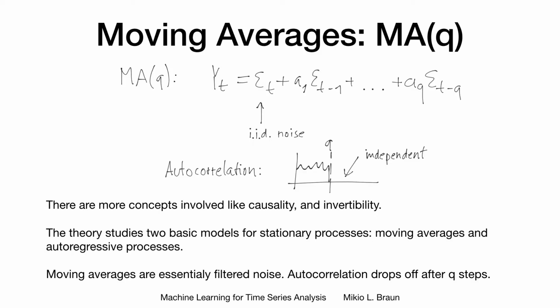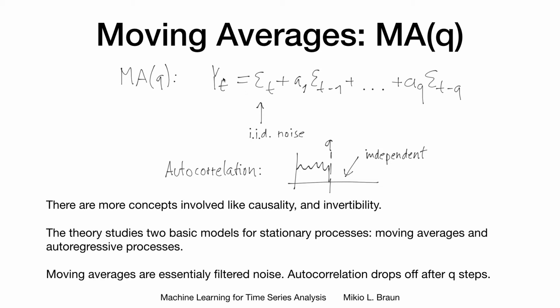Okay, and now the 2 main models for time series data from classical theory are the moving averages and the autoregressive models. So we'll talk about this now. The simplest kind of model for describing dynamics of time series is the moving averages.